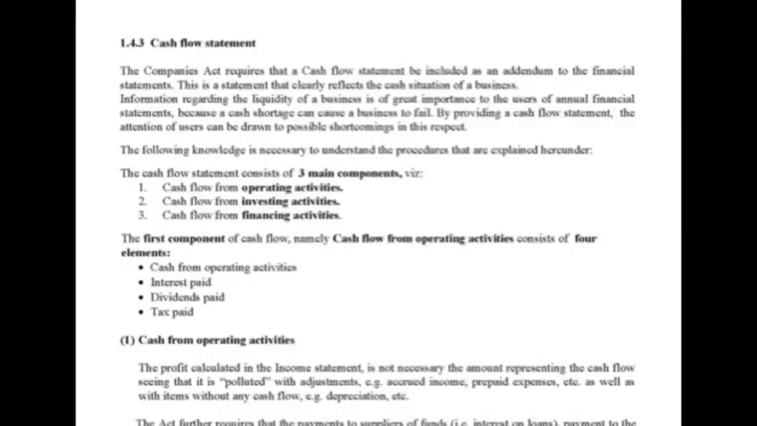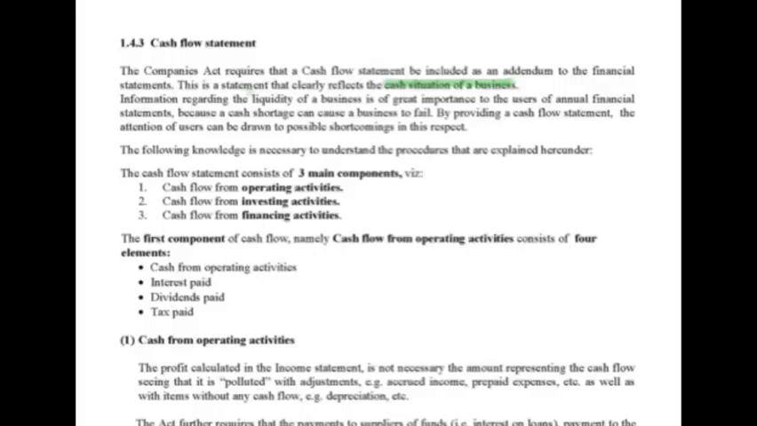Cash flow statement. The Companies Act requires that a cash flow statement be included as an addendum to the financial statements. This is a statement that clearly reflects the cash situation of a business. So in essence, it is a summary of the year's worth of bank transactions. Everything that happened in the bank needs to be stipulated on this cash flow statement.